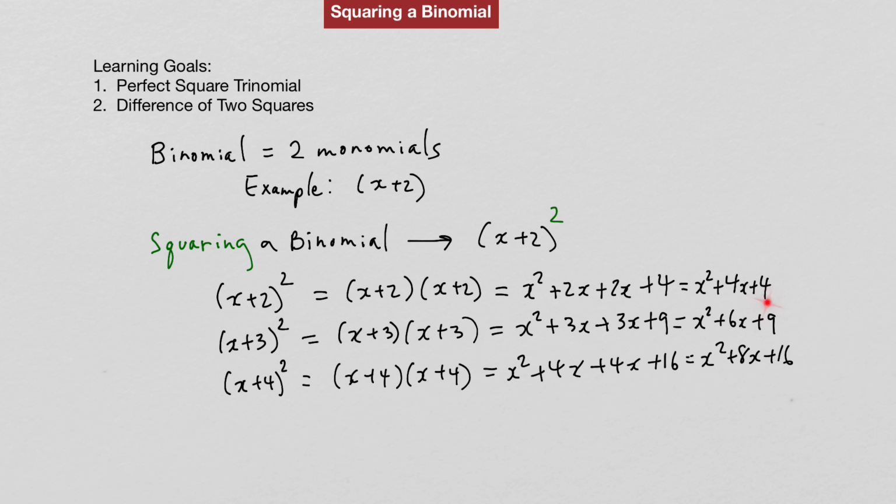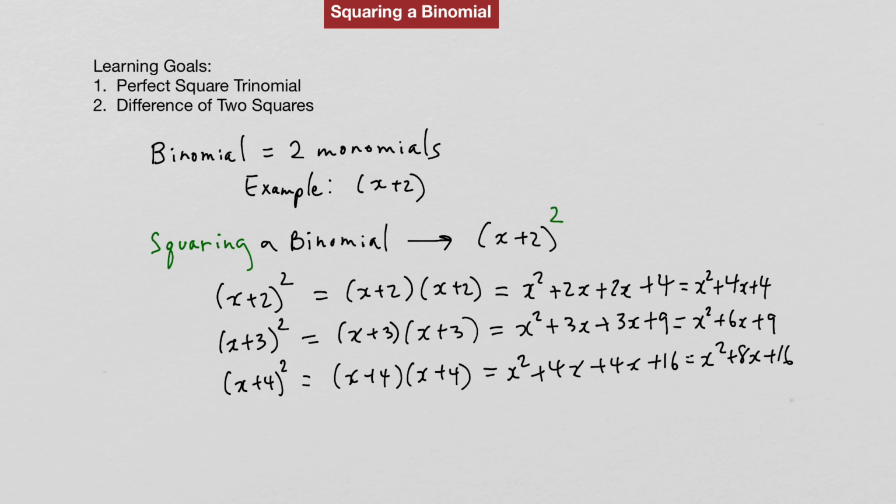Look at this. We have a 4. This 4 is this number squared, correct? So 2 squared is 4. Look at this next one. This number 3 squared is 9. This number 4 squared is 16. Okay, so we've got the first and third terms figured out. First term is always x squared. The last term is the second term squared. What about the middle terms? What do we see here?